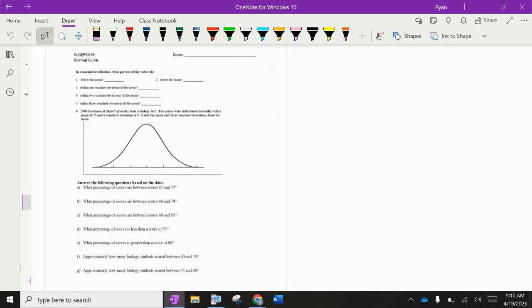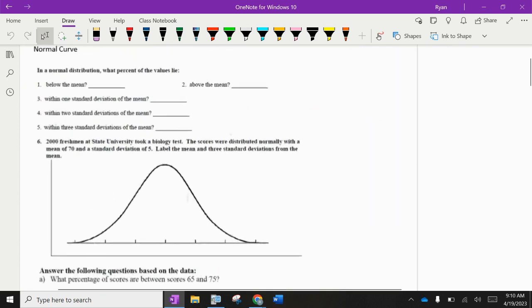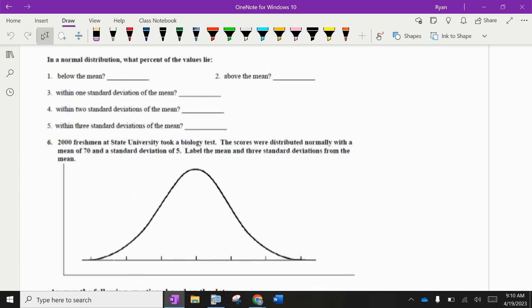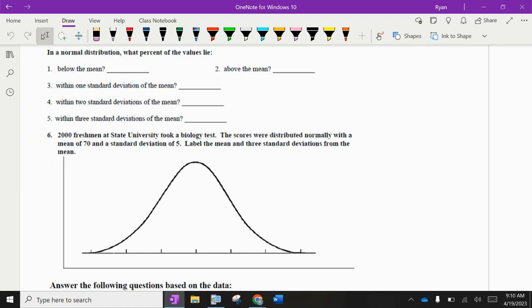Let's look at your homework packet. I want to help you get started on one, and then you'll have some time to work on some of those other ones.